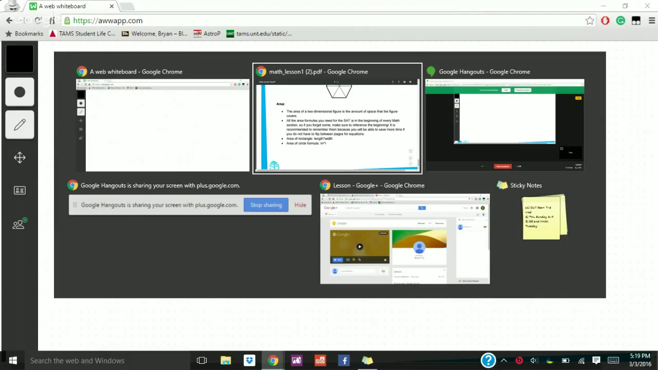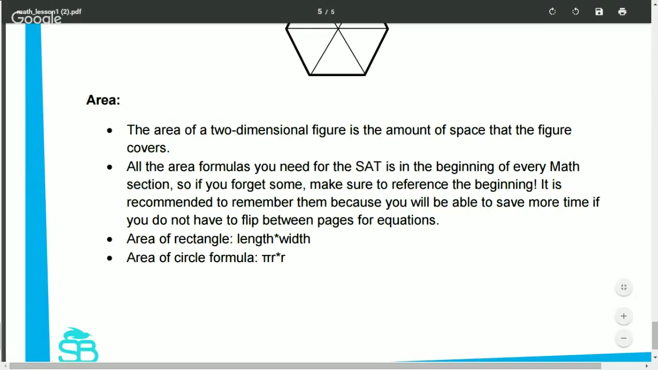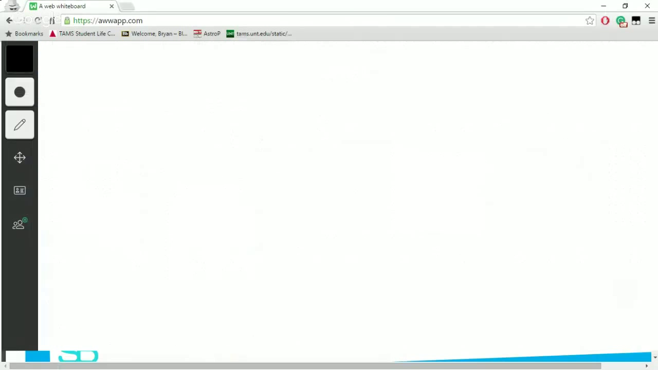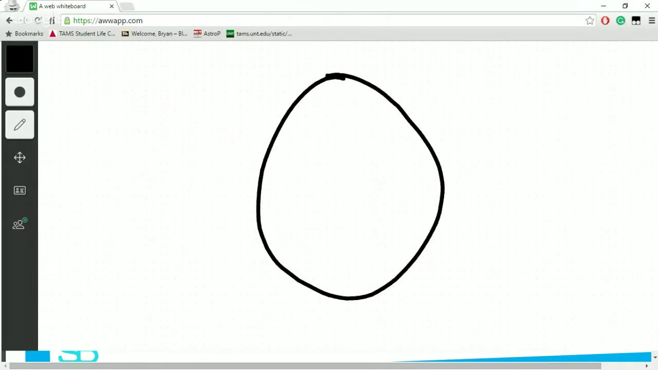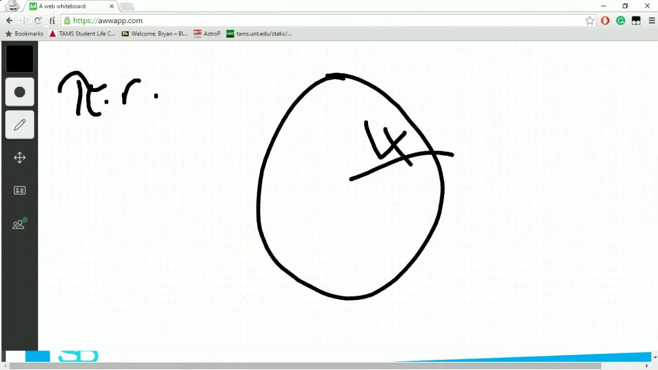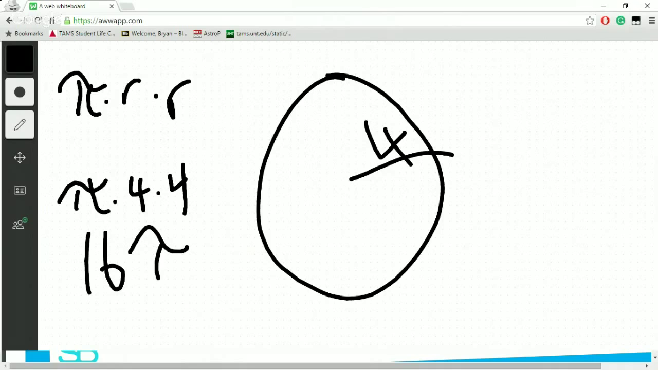Now, the formula for the area of a circle is pi times r squared. If we look at the same circle with radius 4, we have pi times the radius times the radius, so pi times 4 times 4, which is 16 pi. And 16 pi becomes your answer.